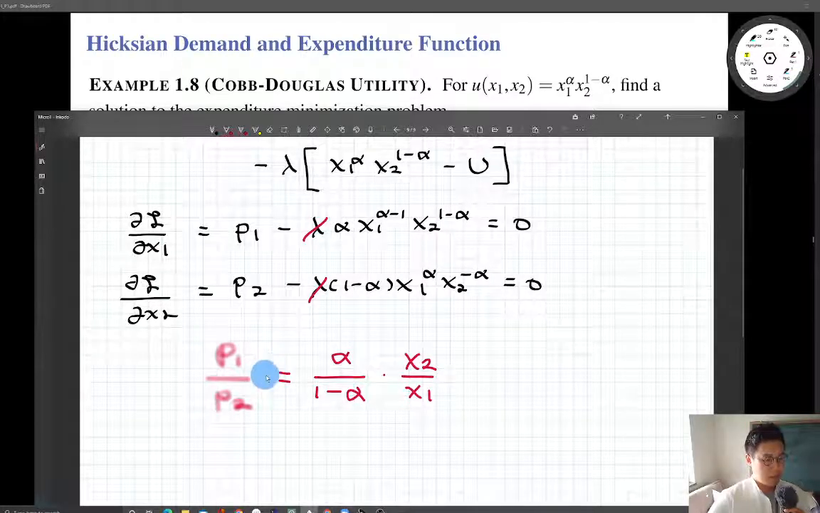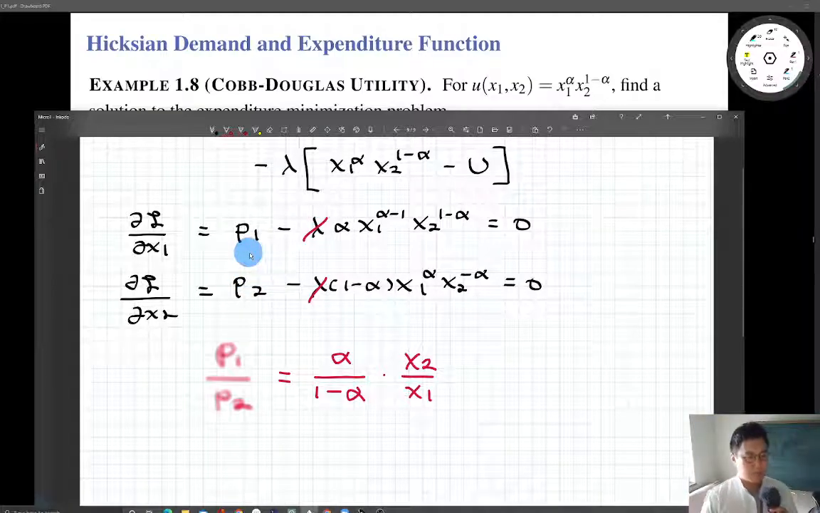for doing this operation, for dividing the first equation by the second, we need a condition about the lambda. We know p1 and p2 are strictly positive, because we are working with a setting where we excluded free goods. So the price of every commodity is strictly positive. So that is okay. p1 over p2 is well defined because we know p1 and p2 are strictly positive.